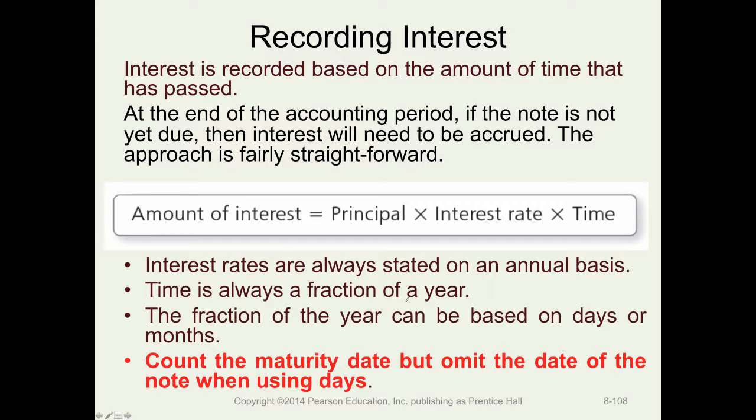Now, you should have seen this somewhere in your travels, but interest is based on the amount of time that's passed. And at the end of the accounting period, if the note is not due, but it's unpaid, of course, we have to accrue interest. And it's pretty easy. You've probably seen the principal times rate times time formula before. So that's the amount of interest. The interest rate is always stated on an annual basis. Time is a fraction of a year. It could be measured by days or months. And again, when we count the time, we count the maturity date, but we omit the start date of the note when we use days to account for the note.